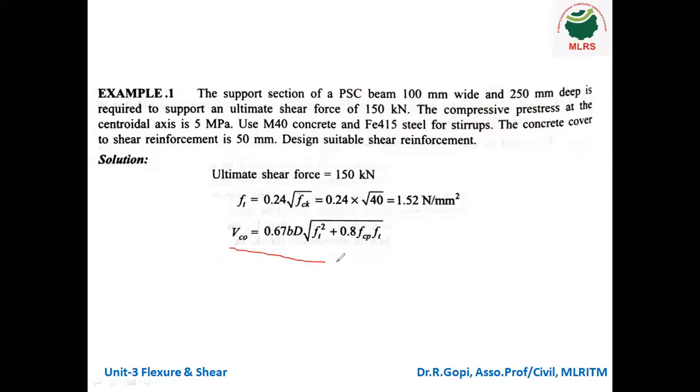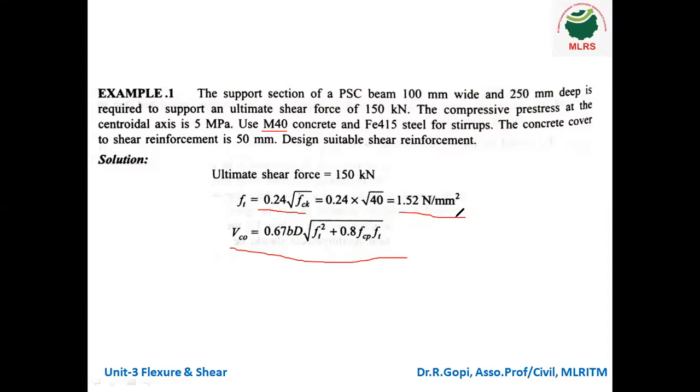VC naught equal to 0.67 BD root (FT square plus 0.8 FCP into FT). What is the FT formula? As given in the code book, it is 0.24 root FCK. What is FCK? It is 40, that means the grade of the concrete. So 0.24 into root 40 is equal to 1.52 Newton per mm square.